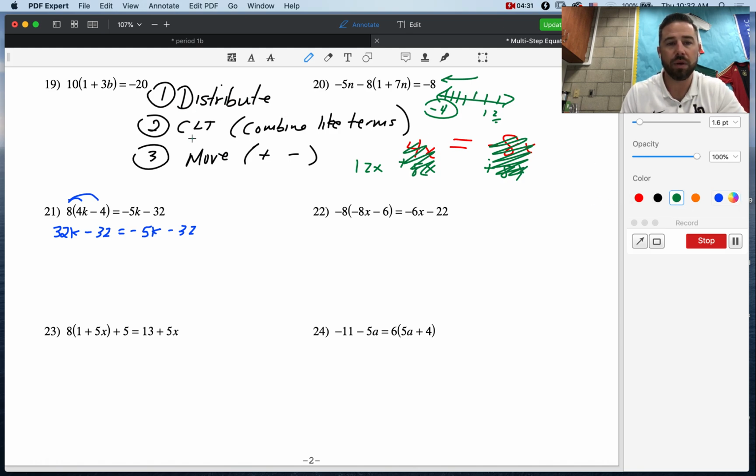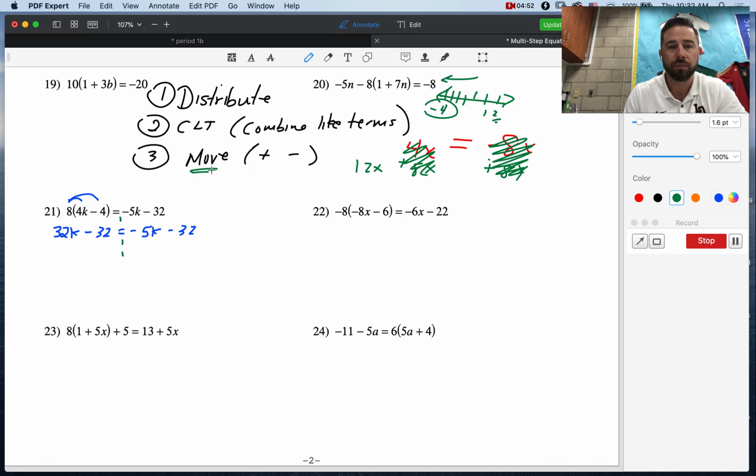Now we see, can we combine like terms? Is there anything that we can combine? We're looking on the left. Can I combine anything on the left? I have k's and non-k's, so no, I can't do anything on the left. Can I do anything on the right? I have k's and non-k's. I can't combine anything on the right either because there are no like terms to combine.